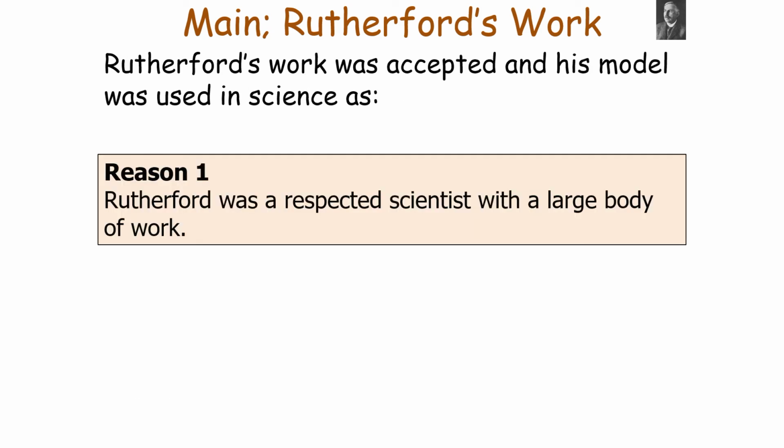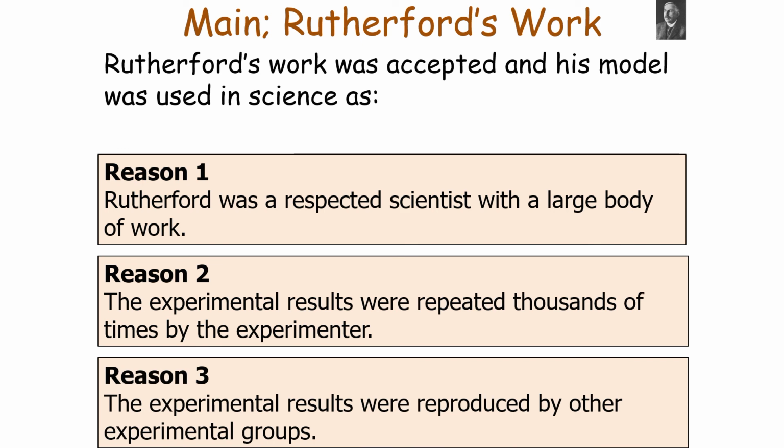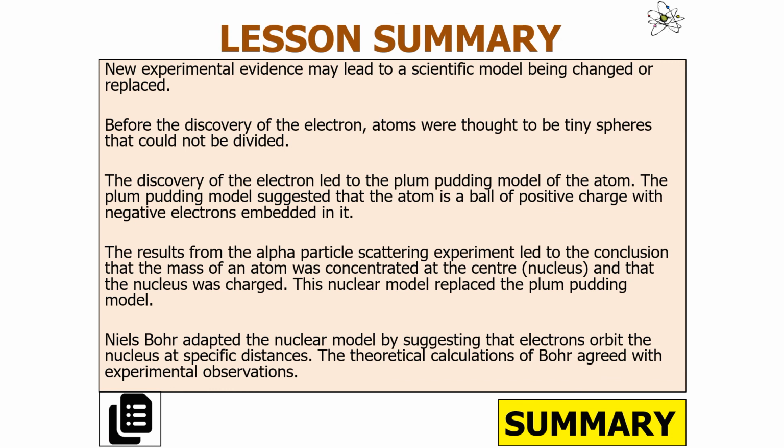So Rutherford's work was accepted and his model was used in science as Rutherford was a respected scientist with a large body of work. The experimental results were repeated thousands of times by the experimenter, and finally the experimental results were reproduced by other experimenters. So what have we learnt in today's lesson? New experimental evidence may lead to a scientific model being changed or replaced.